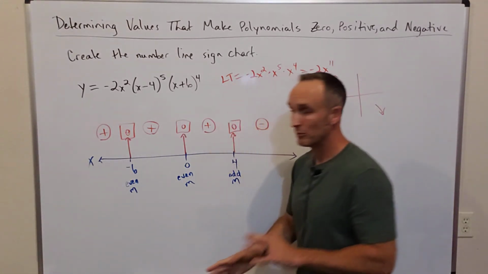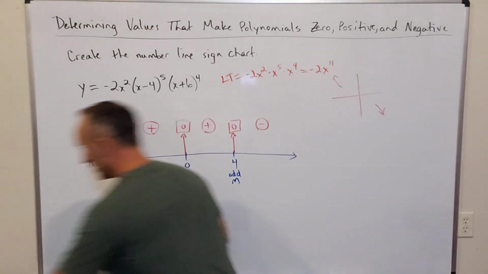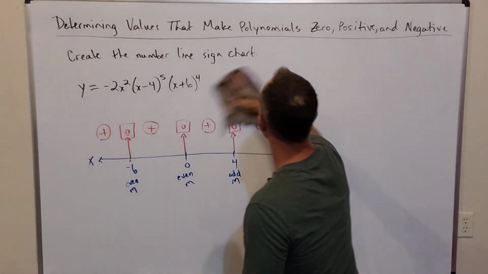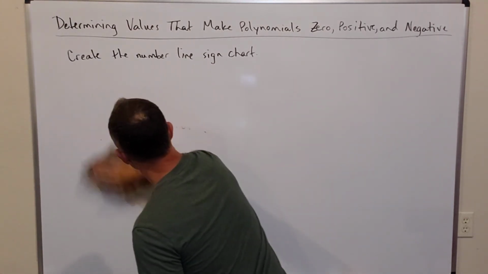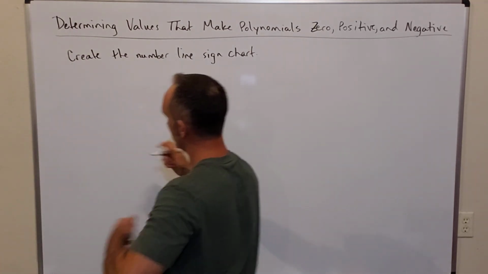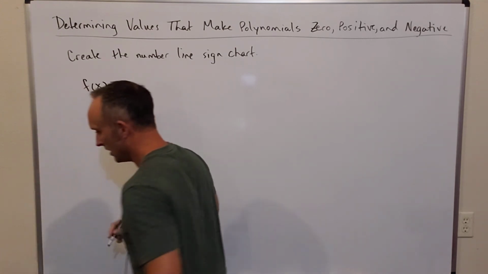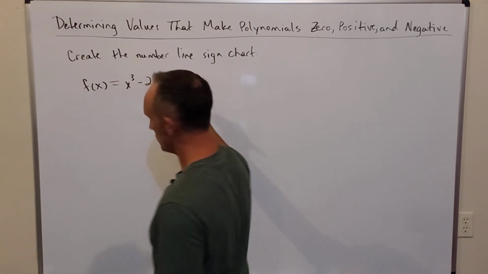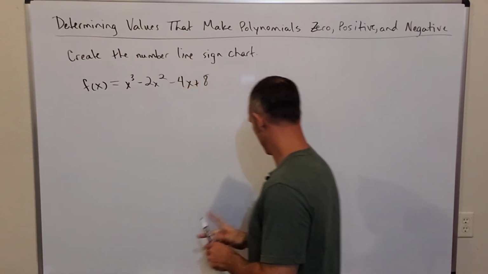Now, something we've been working with are factored polynomials. So let's see what we do if we don't have a factored polynomial. Same instructions. All right, so last one, instead of using y, let's use f of x. f of x equals x cubed minus 2x squared minus 4x plus 8.